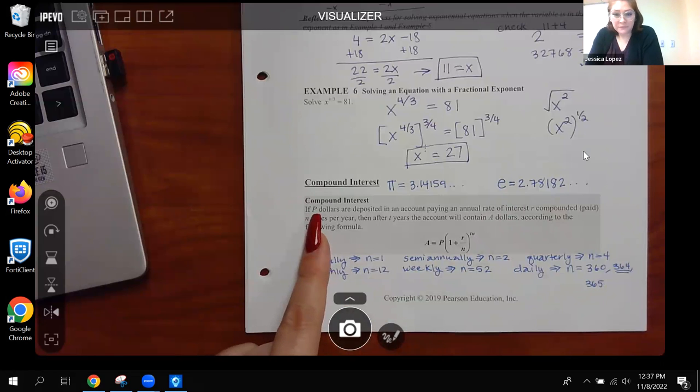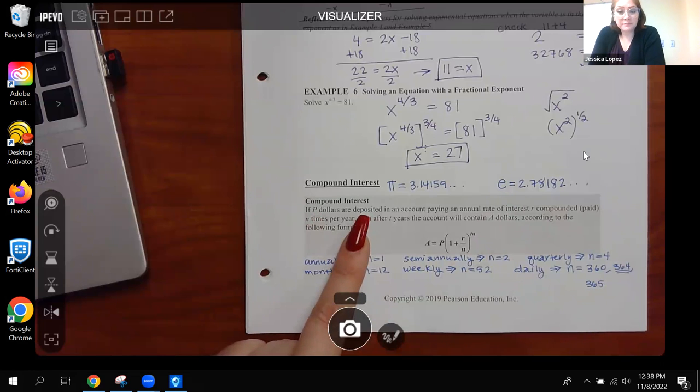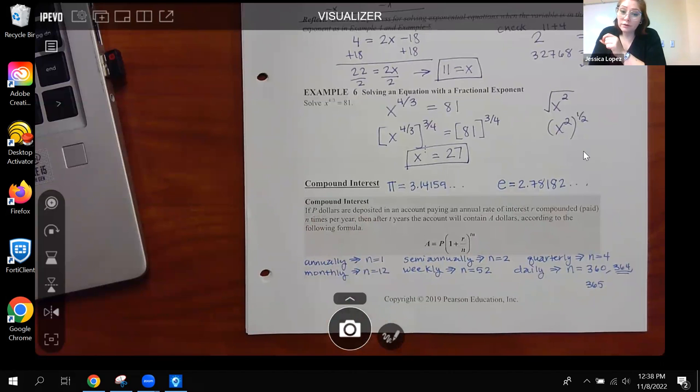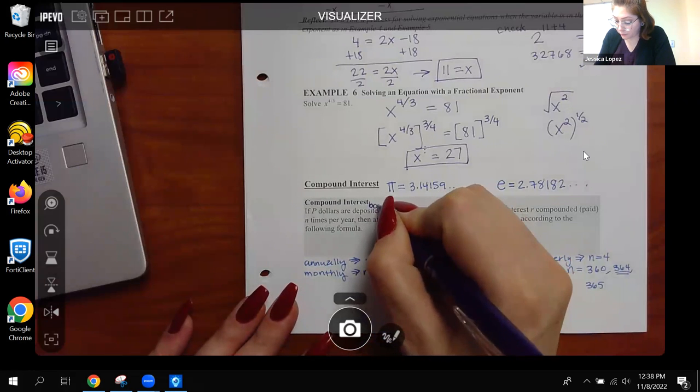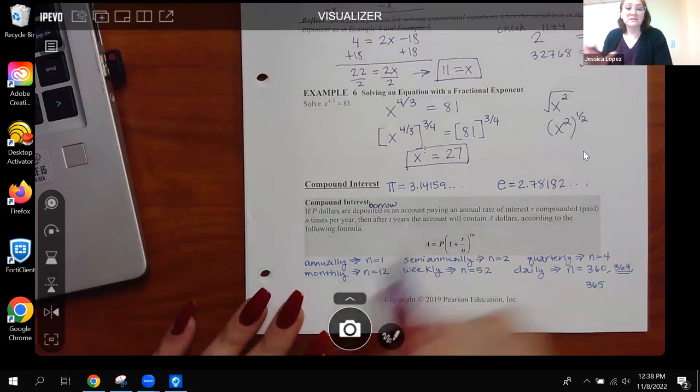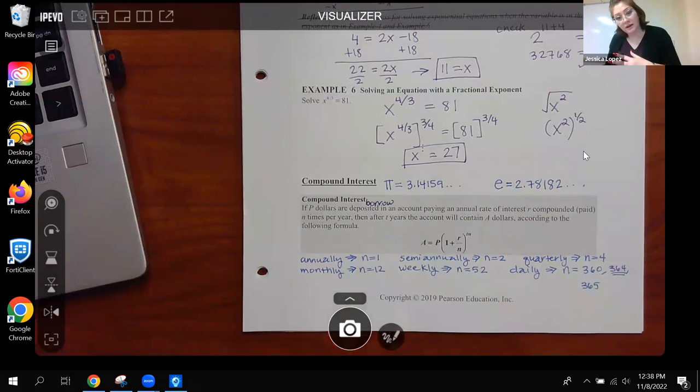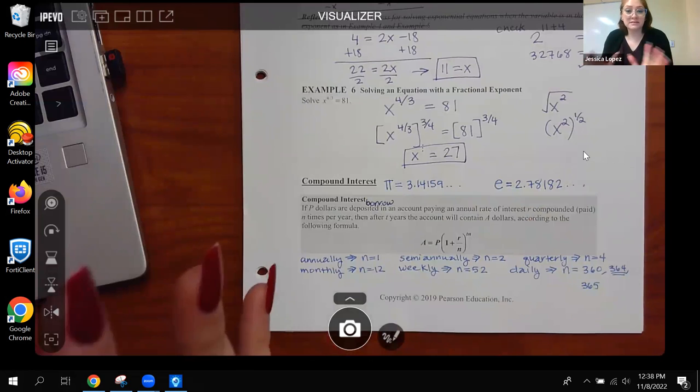So P, and it's very important that we know what each of these letters mean. P is the amount that is deposited into your account, earning interest, or P could be the amount of the loan that you get, right? So if you take out a loan, you're getting a loan for a certain dollar amount, okay? So it's either what you deposit or it could be what you borrow. It just depends on the situation, right? Do you have the money or do you not have the money? That's the difference with P.